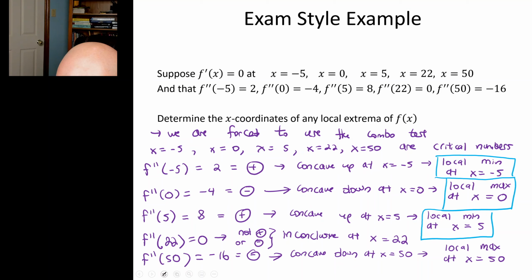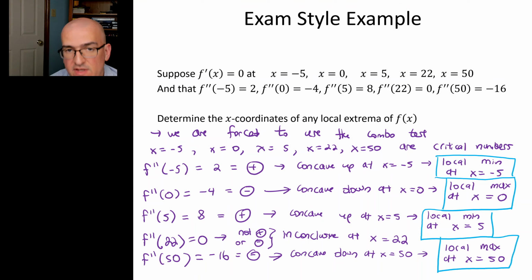So there you have it. For 1 point, we couldn't say anything. Second derivative being 0 does not tell us any information. It means the combo test fails.